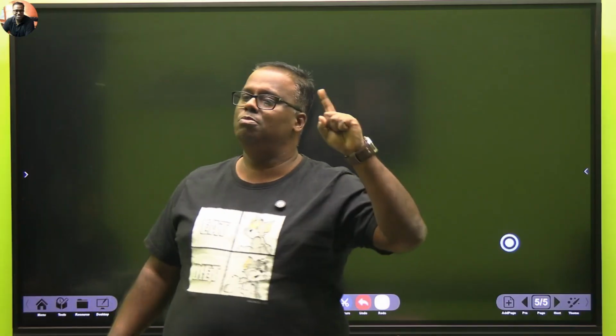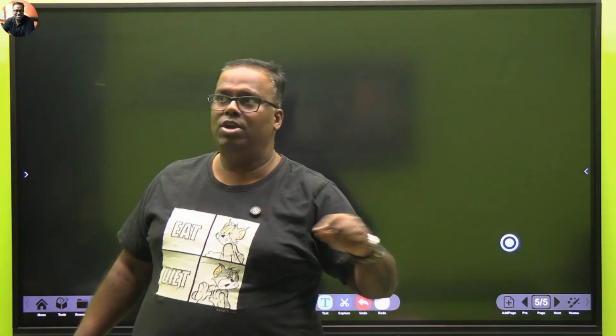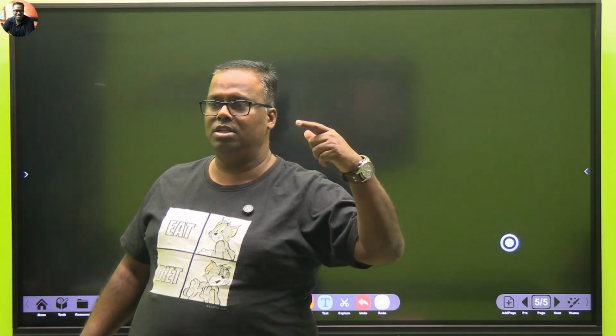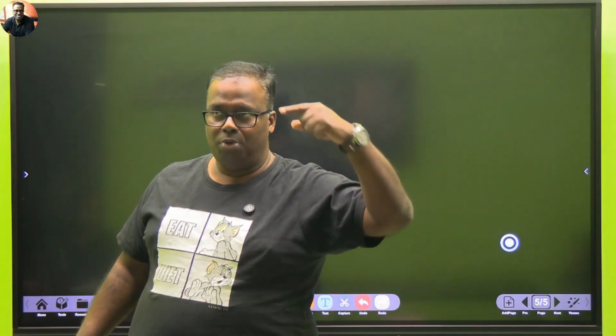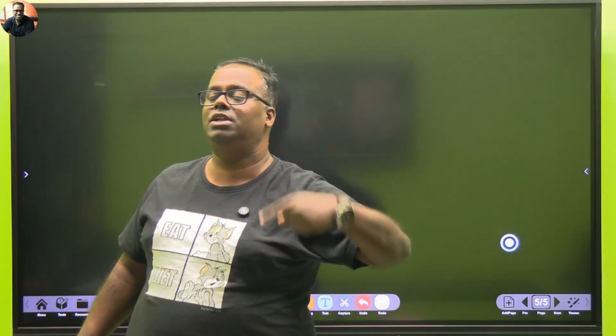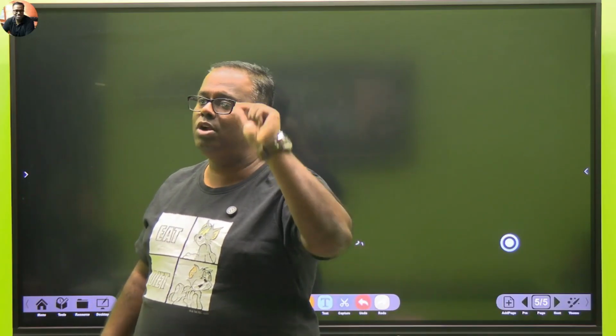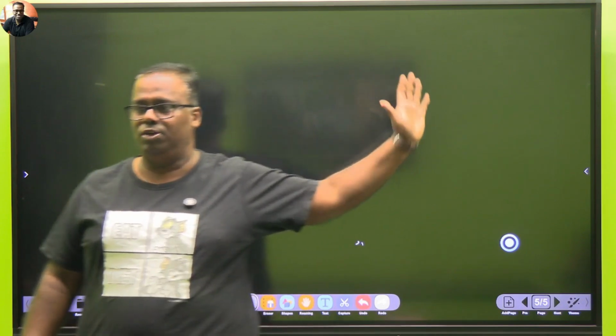Do you understand what is the modern periodic table? The modern periodic table is based on atomic numbers, where the periodic property is what? Atomic number is the periodic function. The periodic function is the properties of elements repeat themselves after regular intervals, and the atomic number is the periodic function. We arrange everything in the name of atomic numbers. Okay. In Mendeleev's periodic table, how did we arrange it? We arranged it in the form of atomic masses.